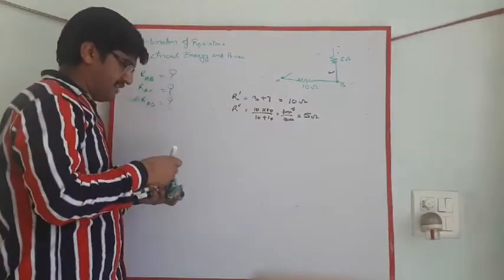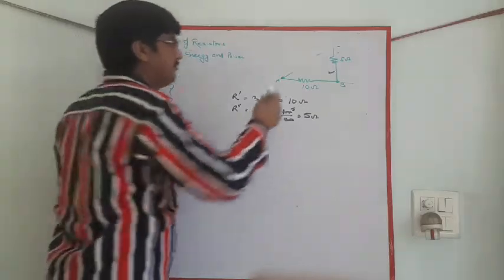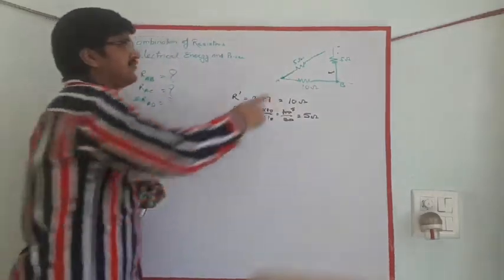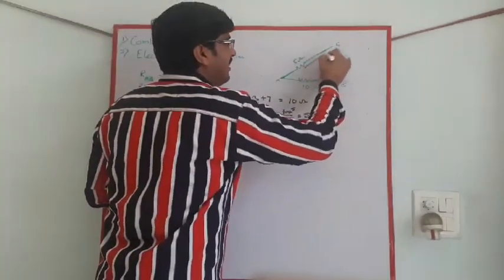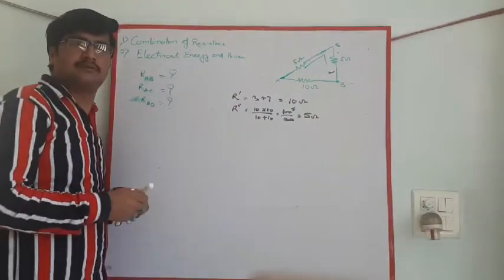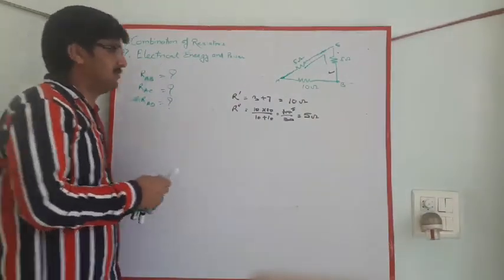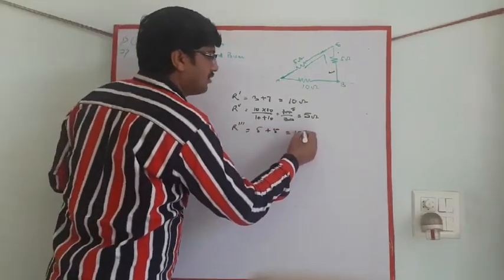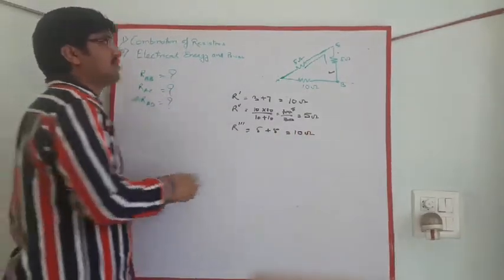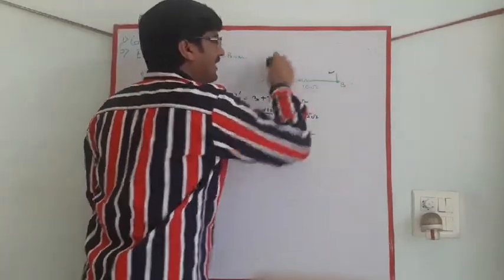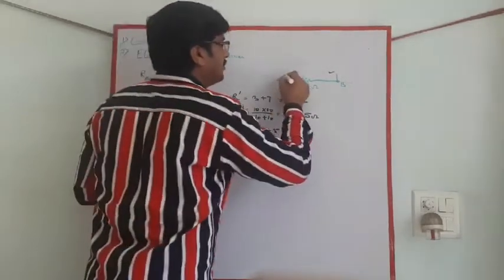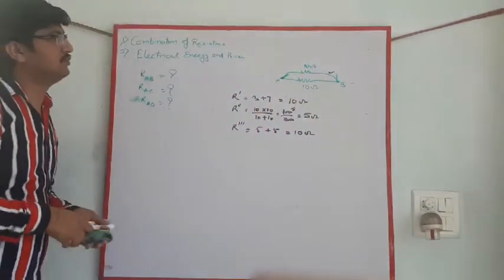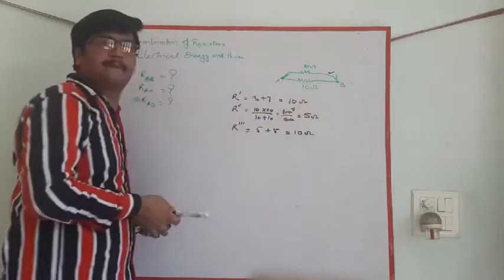So we are having now an effective resistance of 5 ohm. This 5 and this 5 are in series. So in series the total becomes, let's say R triple dash, 5 plus 5 is equal to 10 ohm. So these two resistances will appear as a 10 ohm resistance parallel to this resistance between A and B.